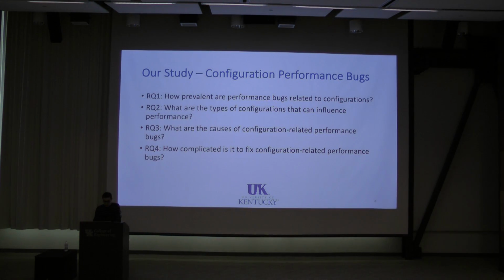Okay, now that we have the motivating example, let's look at the research questions that we had while we were conducting the bug study. The first research question was: how prevalent are performance bugs related to configurations? Next, we would like to see what the types of configurations are that could influence performance. For the third research question, we would like to find out what the potential causes are for triggering the configuration-related performance bugs. And lastly, for the fourth research question, we want to see the complexity involved in fixing such performance bugs.